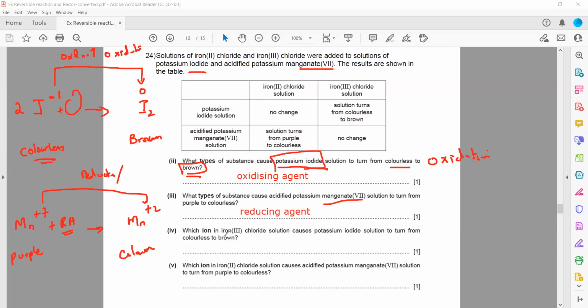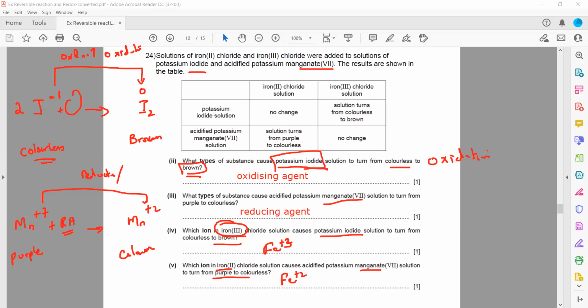Then which ion in iron 3 causes the potassium iodide to turn from colorless to brown? So which ion is causing it? Even the answer is given in the question. Iron 3 is there because iron 3 ion is causing this iodide ion to turn into iodine molecule. And which ion in iron 2 chloride causes potassium manganate to turn from purple to colorless? So iron 2 ion is causing that change.